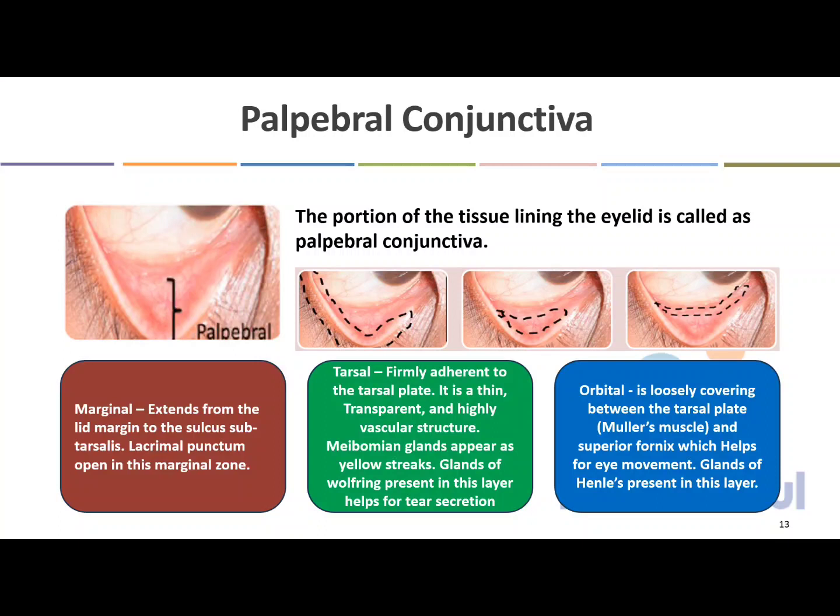Glands of Wolfram present in the upper and lower border of the tarsal. These help to produce tears. Coming to the orbital conjunctiva, it is loosely covering between the tarsal plate and superior fornix. It throws the horizontal fold during the eye movement due to the presence of Henle's glands. Henle's glands help to produce mucus. It helps for the eye movement and it lies over the Muller's muscle in the upper eyelid.